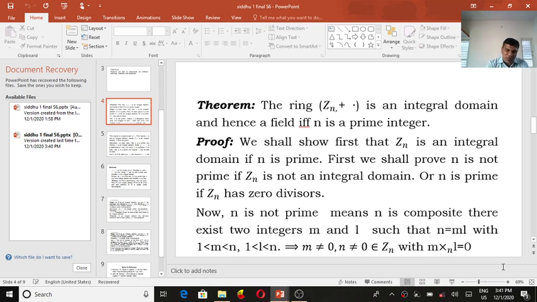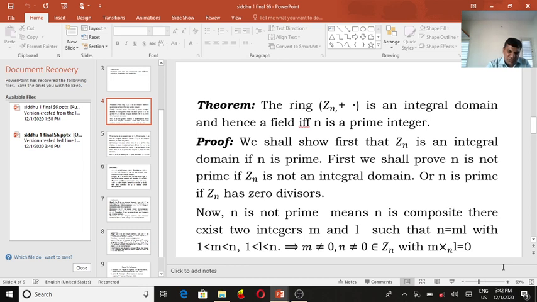So what is a field in case of a ring? Suppose Zn under addition and multiplication is an integral domain, hence a field if and only if n is a prime. So simply, in a standard way, Zp is a field. Zp is a field means p is a prime.